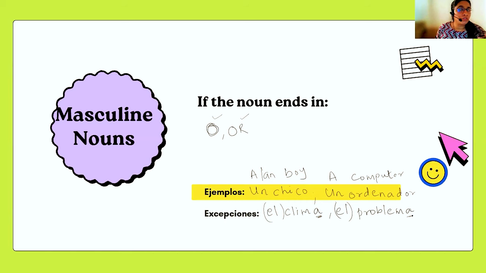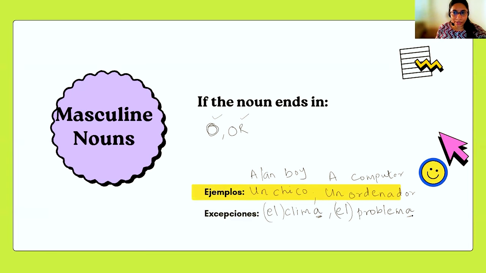So you're going to come across a lot of nouns which do not follow the general set of pattern or rules. So these are some of the exceptions. El clima. Clima is climate. El problema. Problema is a problem. Whenever you are confused, and this is something that I tell all my students, whenever you're confused looking at the ending, because your first thought is it ends in A, it is a feminine noun. But what if it's not? What if it's an exception?